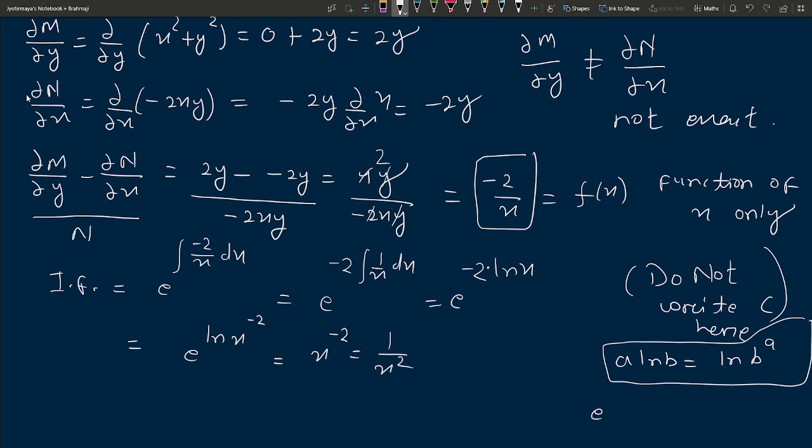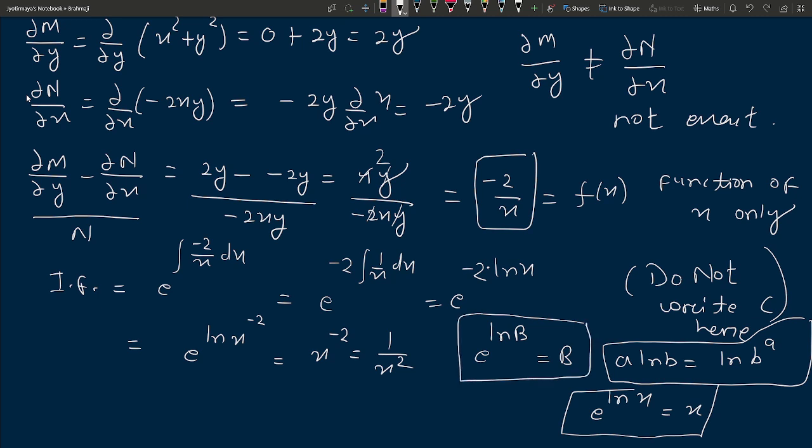Now you know the rule, e to the power ln x is equal to what? x. Remember this, e to the power ln b is equal to b. Similarly, ln e is equal to 1.